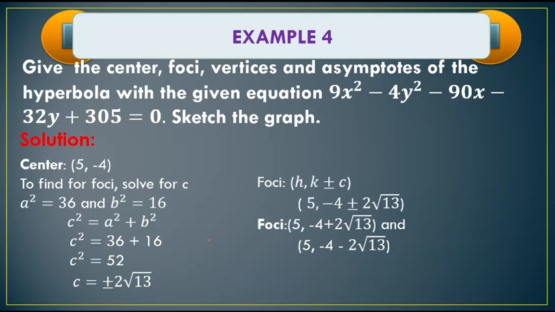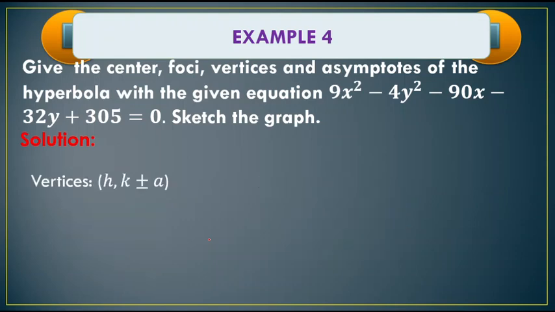So, we have (5, negative 4 plus 2 square root of 13) and (5, negative 4 minus 2 square root of 13). Okay? And then, pwede nyo naman din isolve yan, ibigay yung pinaka-value, magde-decimal ka nga lang. So, wala namang kaso kahit i-decimal ninyo or naka-radicals pa rin yan dyan. Okay? And then next, let's proceed to vertices.